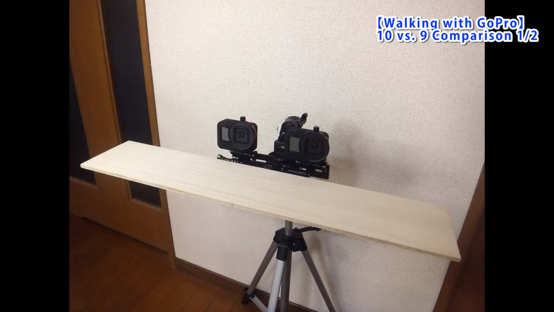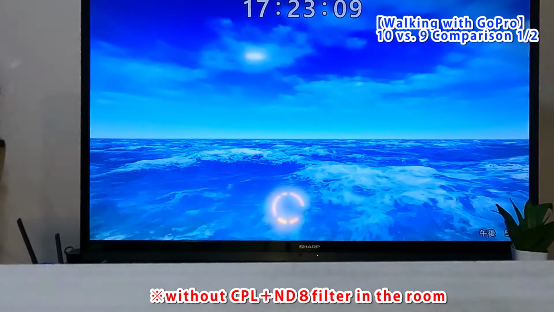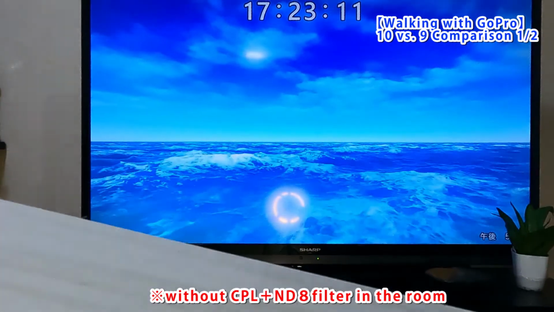Now, let's check the horizontal stabilization in the room. Here, I also check the reaction of the back LCD monitor. I installed a plate that rotates together with the pan head, as shown in the photo. You can easily understand how the cropping for horizontal level maintenance is working.